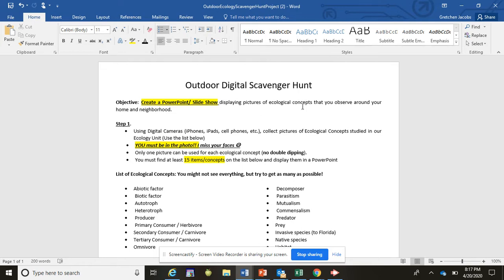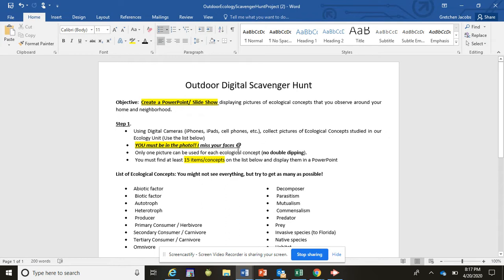Sorry. So you're going to use a camera, I use my iPhone, whatever you need, to collect pictures of these concepts that we've already studied in our unit. I want you to be in the picture. I have an example of my slideshow. Sometimes it was hard to get both me and the concept in the picture, but I just need evidence that you were there.